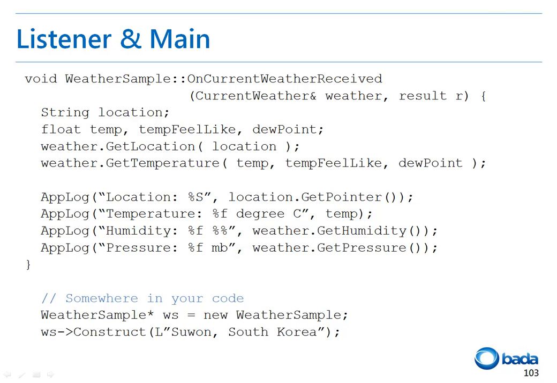The location is retrieved first, and then the temperature-related information, such as the current temperature, perceived temperature, and the dew point are retrieved. Then the location string is acquired and printed, as well as the temperature. The humidity is acquired using the getHumidity function, and the atmospheric pressure is acquired in millibar units using the getPressure function. You can specify the location with a string in the same way as the other weather services.